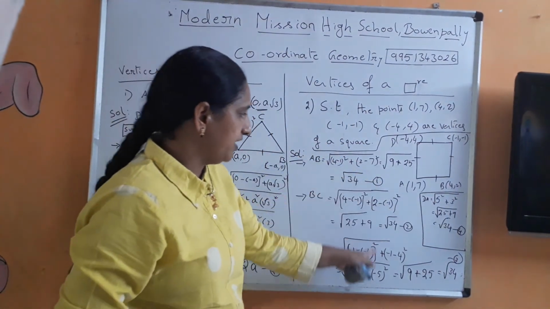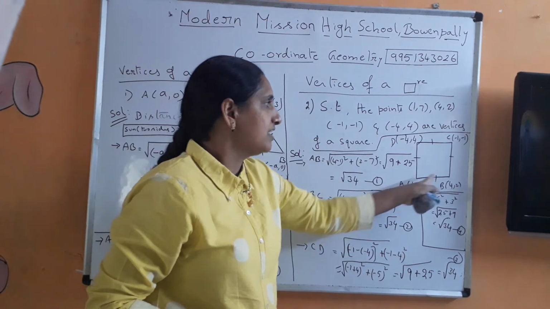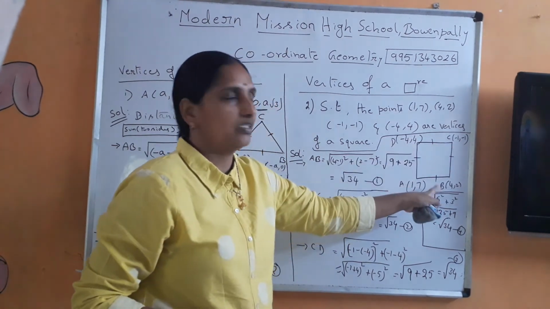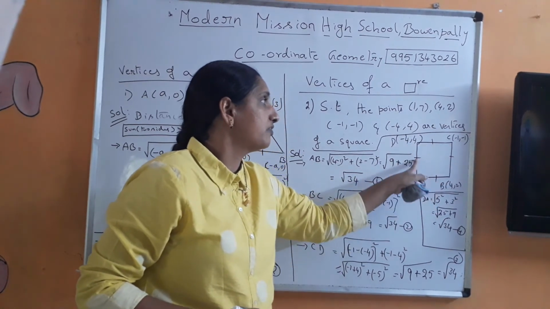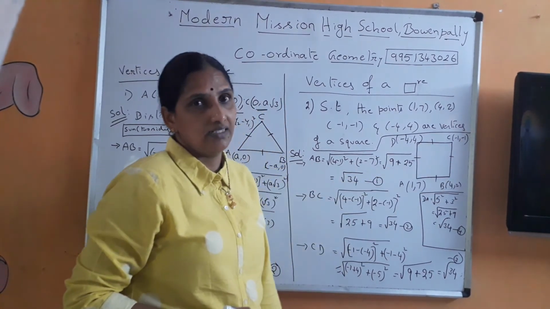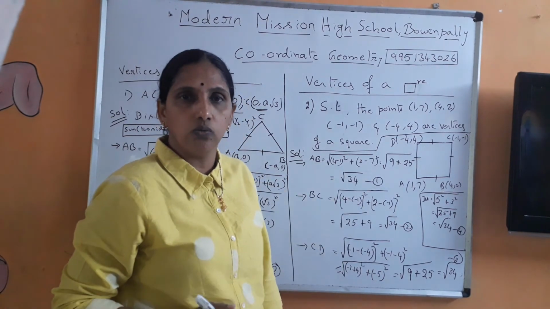And we have verified it, and we can see that the sides formed by these four vertices, that means the boundaries formed by these four vertices, are of equal size. Thus, these form the vertices of a square. Clear?